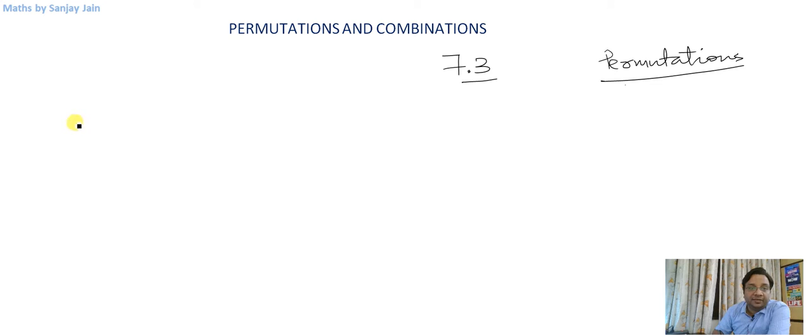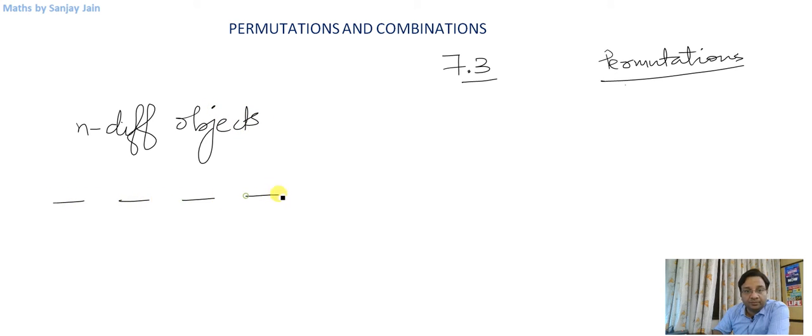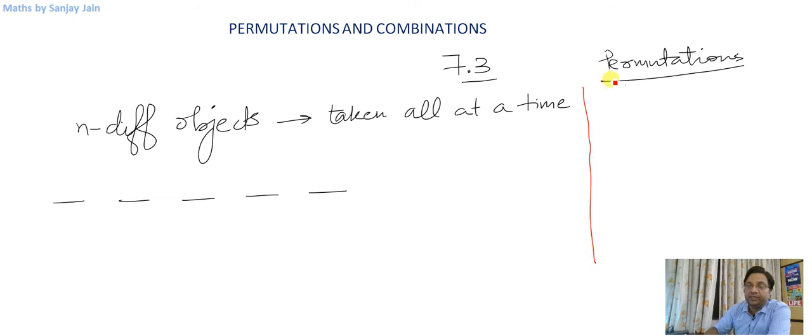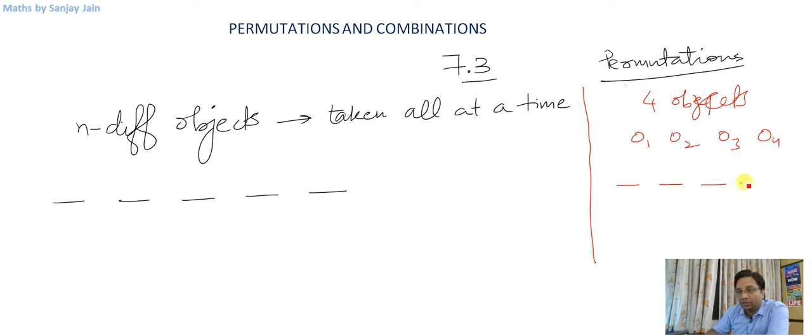We have discussed that if I have got n different objects, I can arrange them in a row, right? So the first case that I am discussing is n different objects taken all at a time. What I mean is, let me give you an example that we have already done. So if I have got four objects like O1, O2, O3, O4, and I want to arrange them in a row, or I want to fill these four places using these objects.